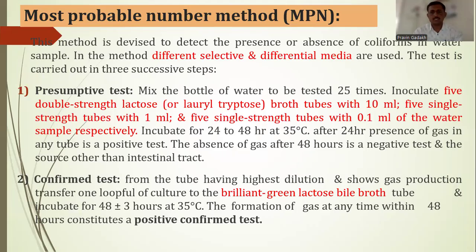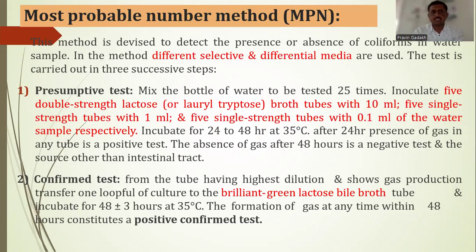Hello, dear students. In the last lecture, we discussed the standard plate count method. It is a quantitative method for determining the bacteriological quality of drinking water. Now, in this lecture, we will discuss the MPN method for determining the quality of drinking water, whether that water is potable or not.